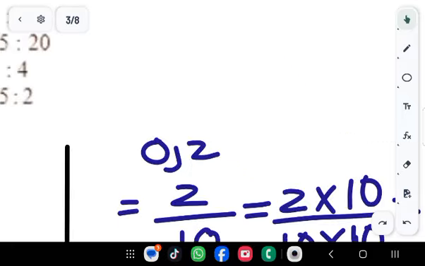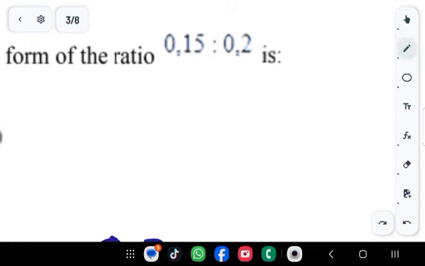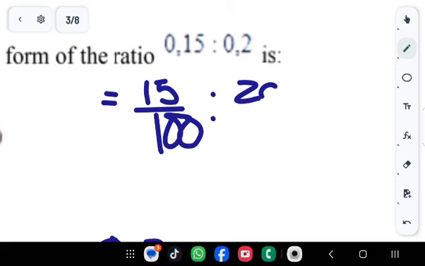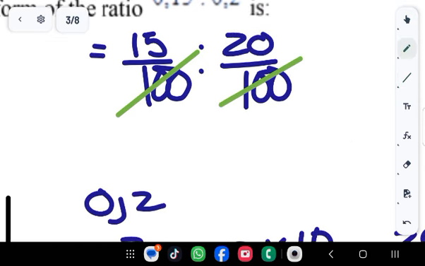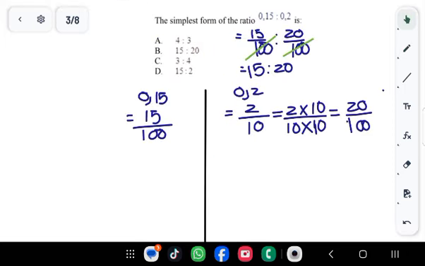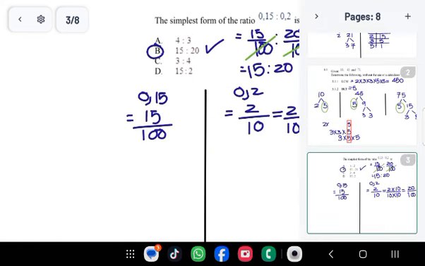So now 15 over 100 and 20 over 100. Now to find the ratio, all we need to do is cancel out anything that is common. The hundreds are common. Let's just cancel them. So that will give us 15 is to 20. And the answer that matches with this is number B. And that's how you find that. Next question.